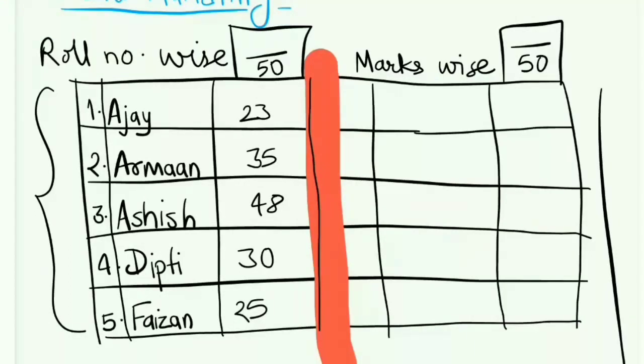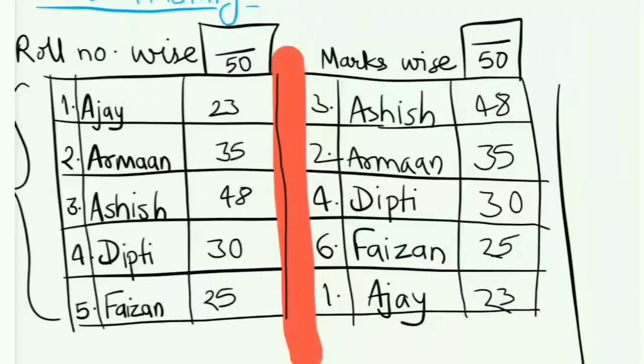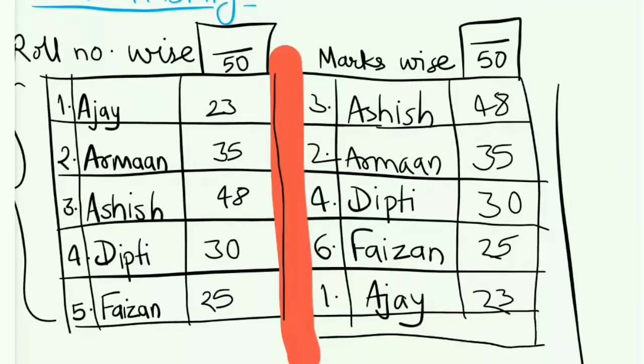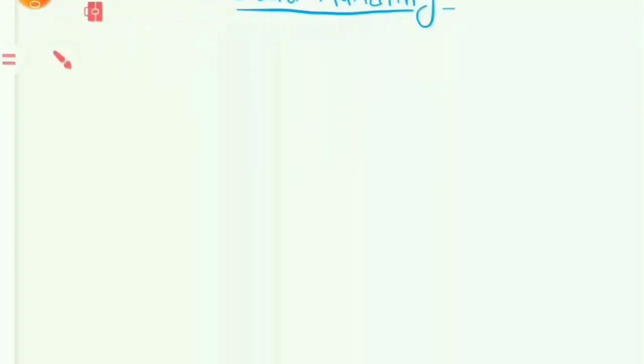Highest going first. Highest here is 48. Then comes 35. Then 30. Then 25. Then 23. Something like this. So now it's easier to know who obtained the highest marks and who obtained the lowest marks. This is why we organize the data and then it becomes easier to read the data.